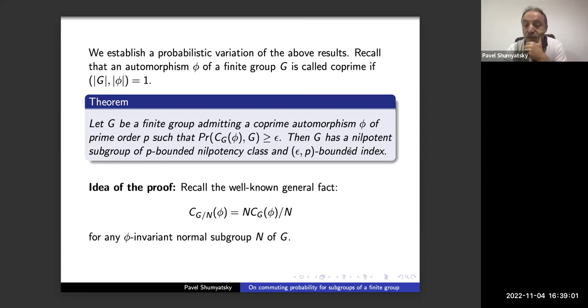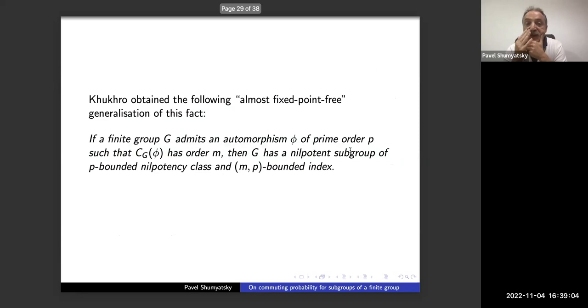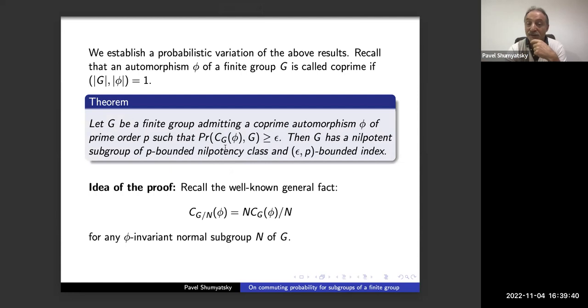But before I explain the proof of this result, I'd like to mention why I say that this is a probabilistic variation of the previous results. Let's see. In Khukhro's theorem, the centralizer of phi has small order, at most M. Now, whenever you have a subgroup of small order and you pick a random element, there is a good chance that you pick the trivial element, which commutes with everything. So automatically, a subgroup of small order has high commuting probability in G. Now in our theorem, the centralizer of phi doesn't have to be of small order. Instead, we require it to have a high commuting probability in G. So that's why we say that this is a kind of generalization of the previous results.